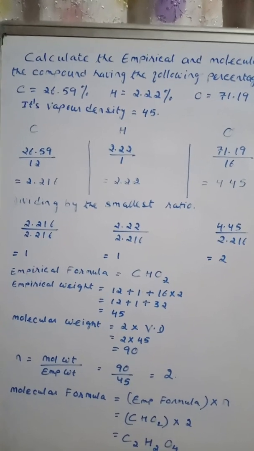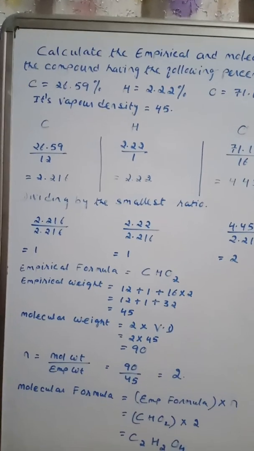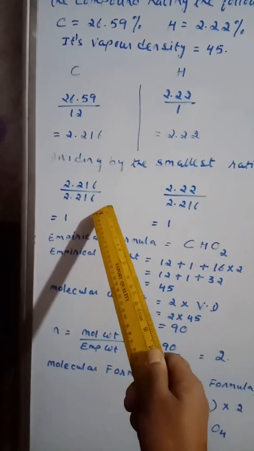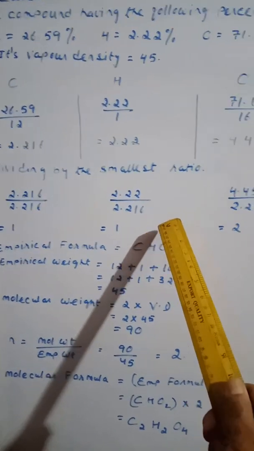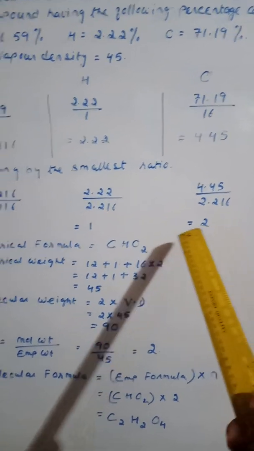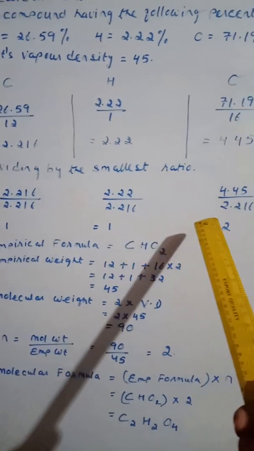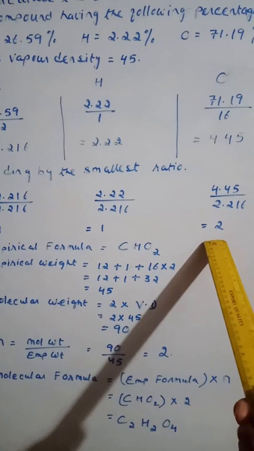Out of these three numbers, the next step is to divide all three numbers by the smallest one, and the smallest one, as we can see over here, is 2.216. So 2.216 divided by 2.216, this is the first one. Second one is 2.22 divided by 2.216, and the third one 4.45 divided by 2.216. So this way we get 1 approximately. Over here also we get 1 approximately. We need to calculate the approximate value. We get 2 over here.